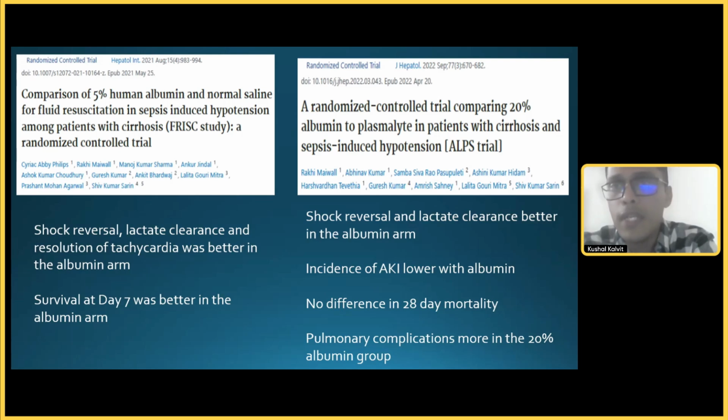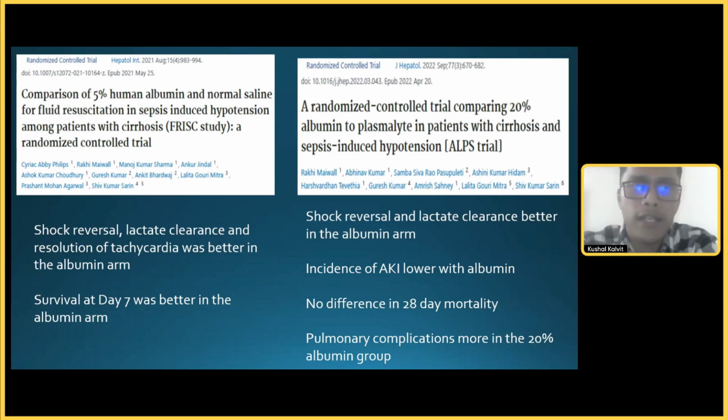Similarly, in the ALBS trial, they compared 20% albumin to Plasma-Lyte, that is, the balanced crystalloid versus albumin. And even here, they found that shock reversal and lactate clearance were better in the albumin arm. The incidence of AKI was also lower with albumin. However, there was no mortality difference in either arm. A very important point here, which is a replication of the same side effect that we found in the previous trial, is that the pulmonary complications were significantly more in the 20% albumin group.